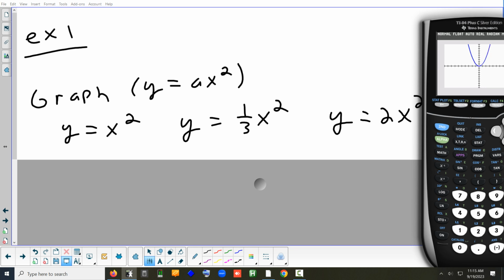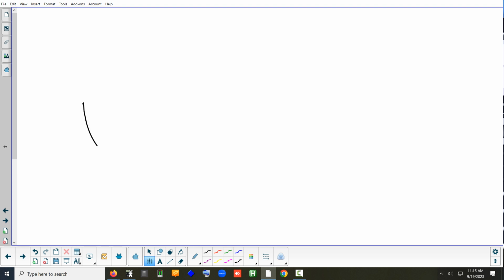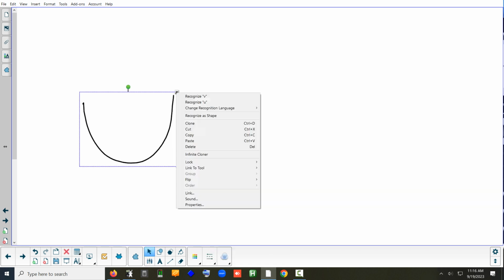Okay, so there's x squared, that's the original. 1/3 x squared. And 2x squared. How would you explain what the difference is? What happens when you change for different values for a? Some will be a little bit wider, and sometimes a bit skinnier and tighter. Yeah. So here's the original, and I take this one and let's make a copy of it.